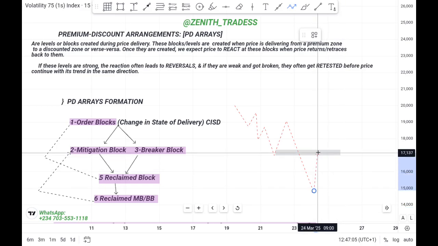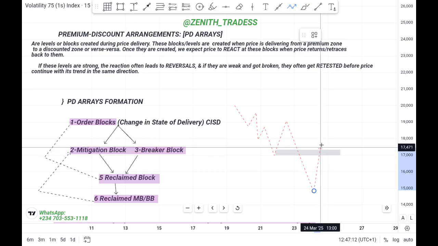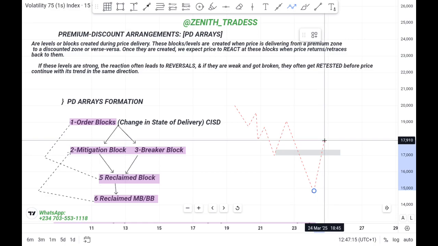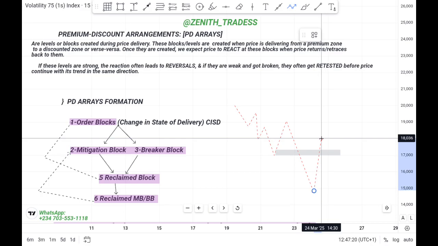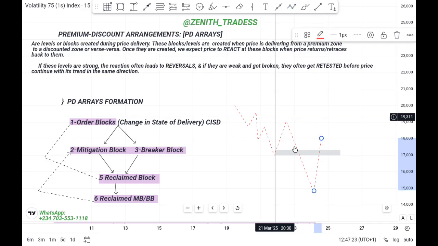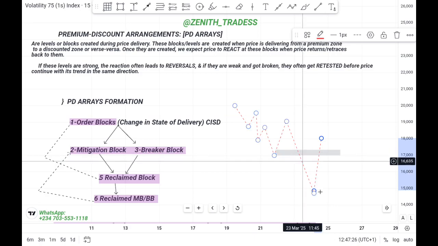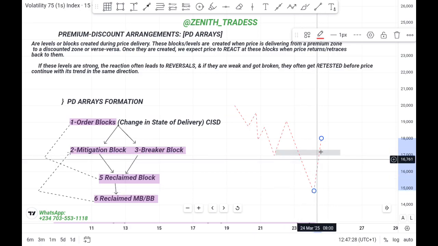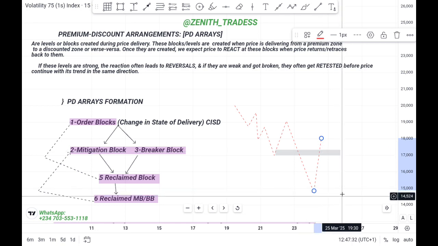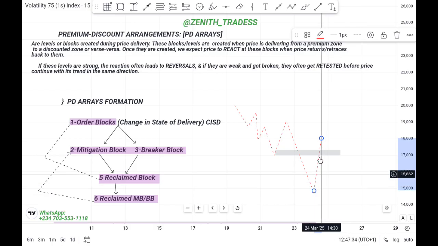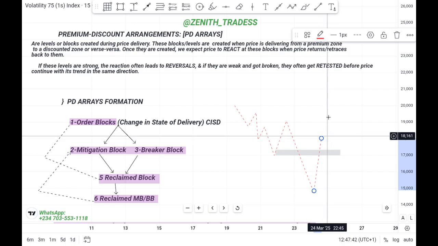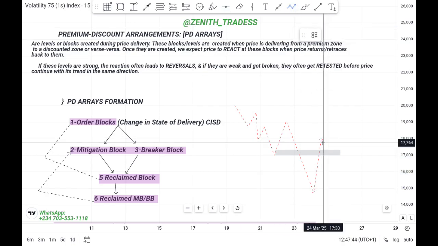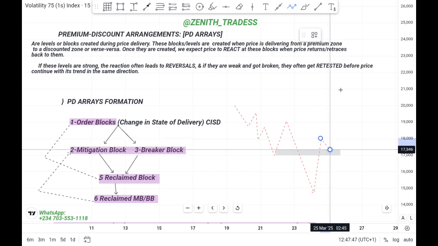But what if this mitigation or breaker that's going to form essentially gets reclaimed? Let's say it breaks up again, instead of just retesting and continuing. Now this is what we call reclaimed. Why is it reclaimed? It has failed the first time, giving us either a mitigation or a breaker block. But instead of it to just retest and continue to confirm the breaker or the mitigation, it reclaimed the block again. And after it has reclaimed the block, broken it up, then we expect the retest now. So it means it's going to retest this block and move bullish.